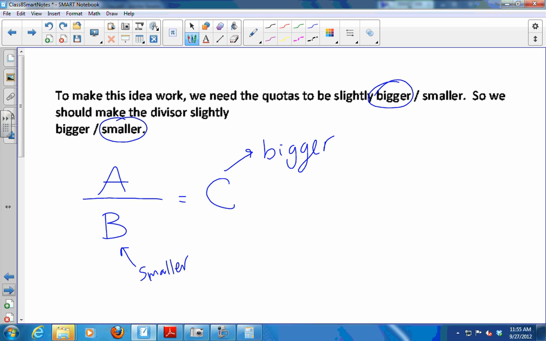Okay. So that it will go in more times, if that makes it clearer. B will go into A more times if you make B a smaller number.